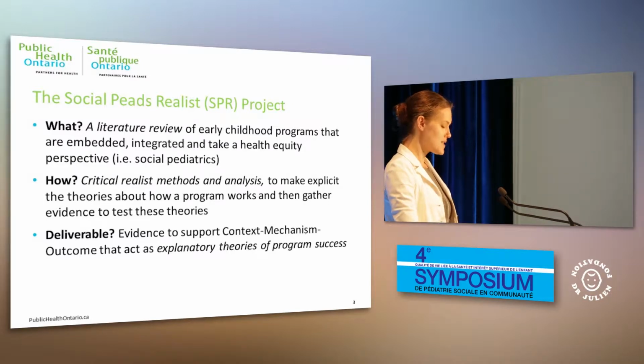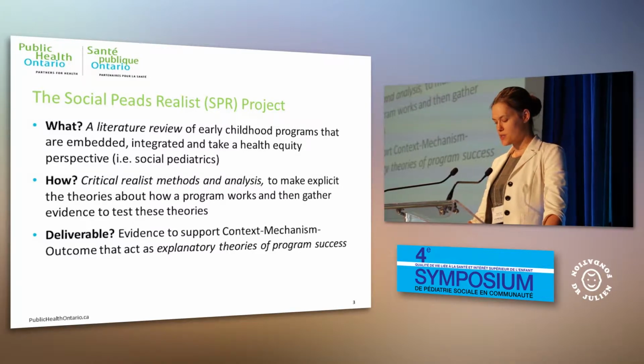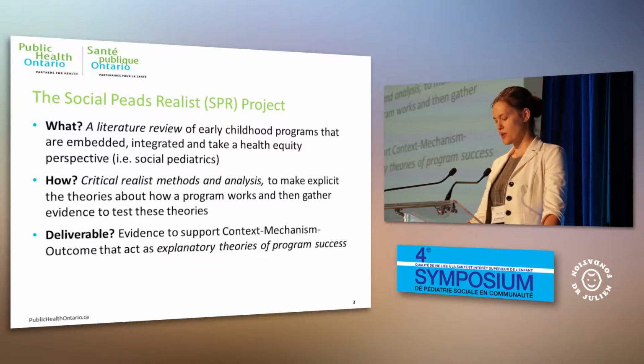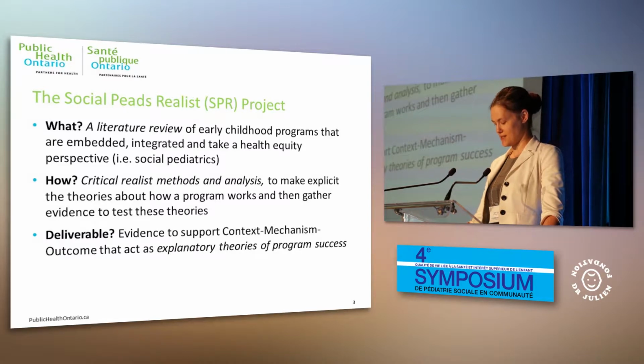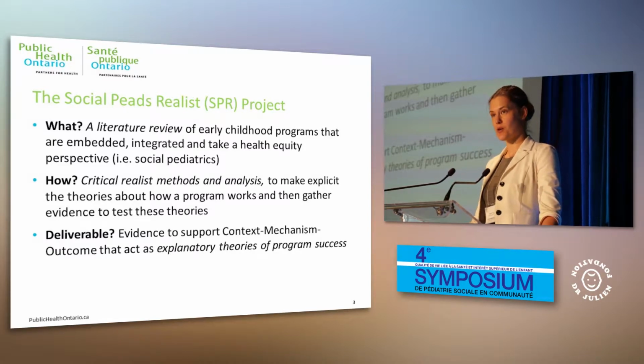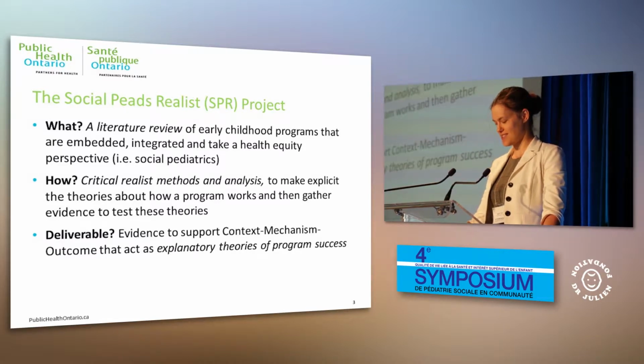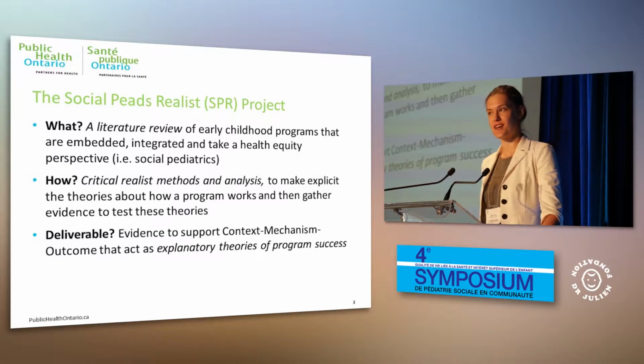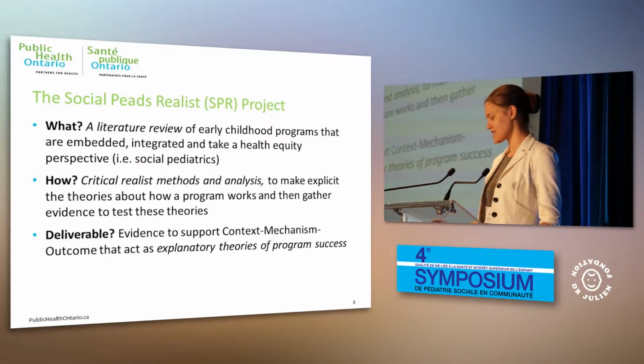We did a realist literature review, which means that the analysis was very different from a traditional systematic literature review, and I'll go into a bit more detail on that shortly. And ultimately, the purpose of a realist review is to find evidence that supports explanatory theories of program success. And I found it took me quite a while to get my head around that sentence. So I'm going to try and explain it a little bit more in the next slide.